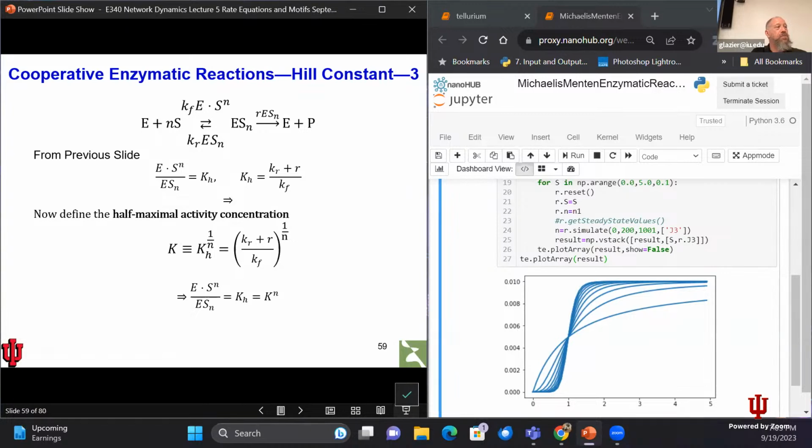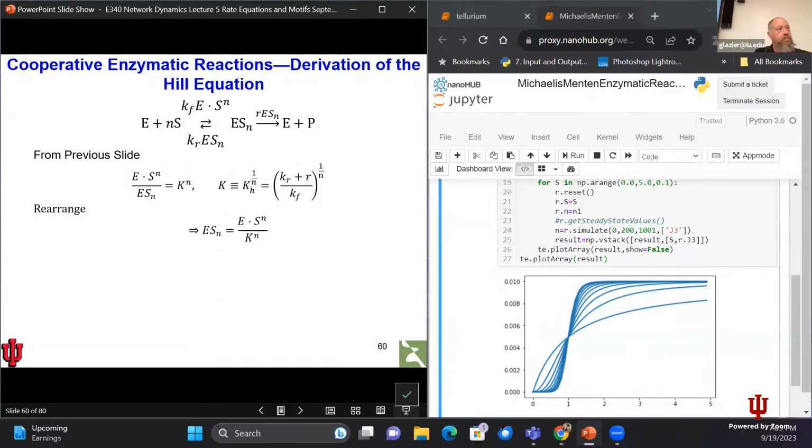And there's one additional trick that we need. We're going to define K to be the nth root of KR plus R over KF, because we have this exponentiation we're going to have to get rid of. And so now we have E times S to the N over ESN is K to the N. This is what we want. ESN is equal to E times S to the N over K to the N.